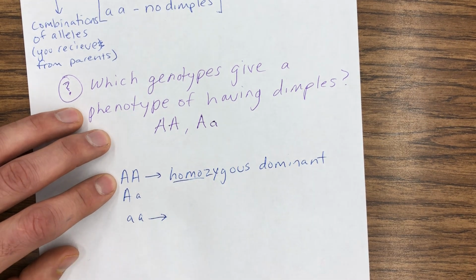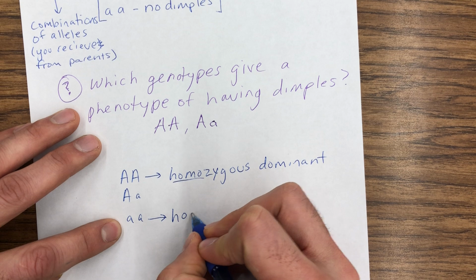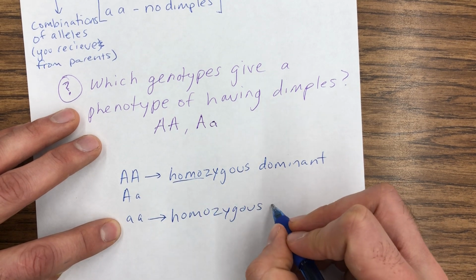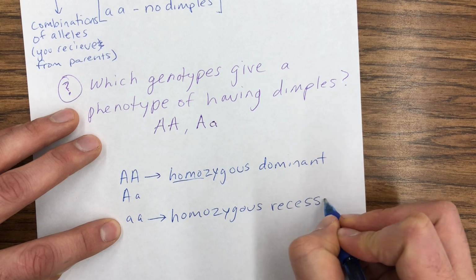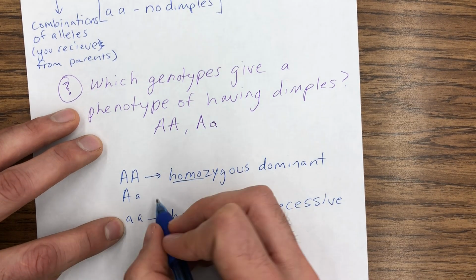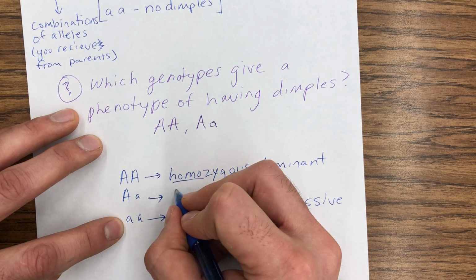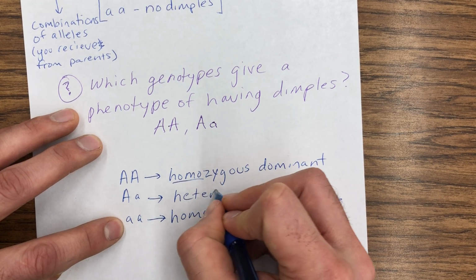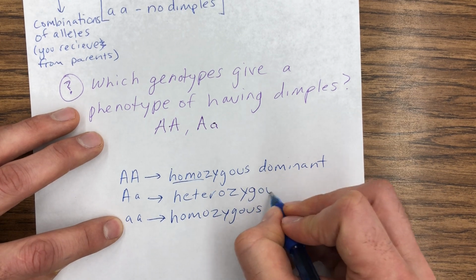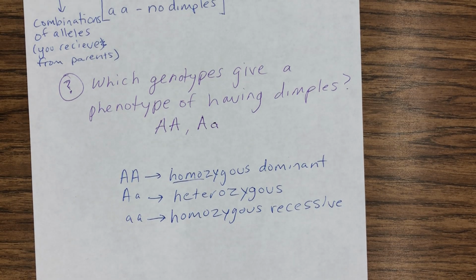Over here, you can probably guess what this is. We're going to have homozygous recessive, because we have two of the same that are recessive. And then the last one, we have just heterozygous. Just making sure you can see it. We have heterozygous, okay?